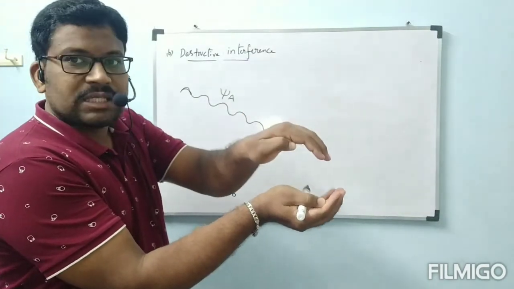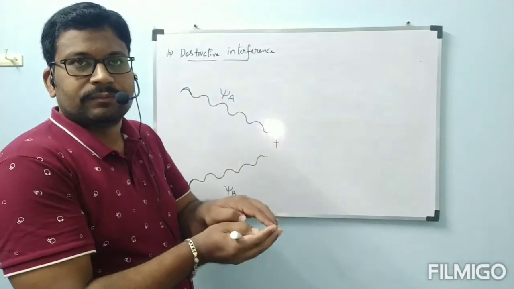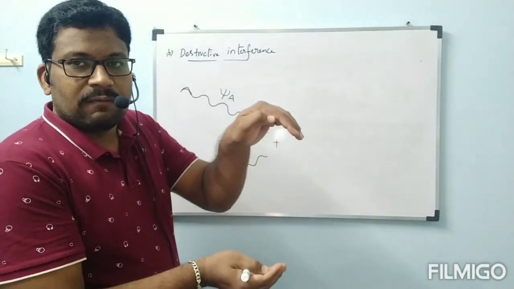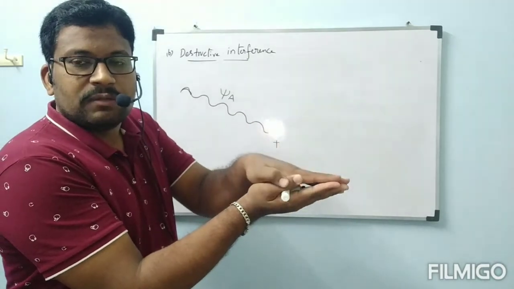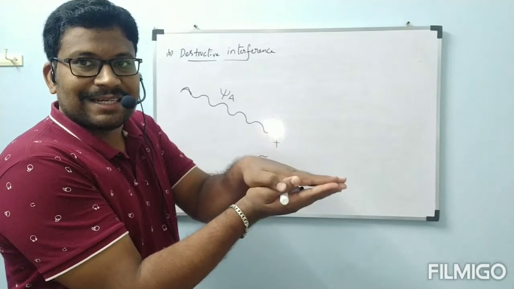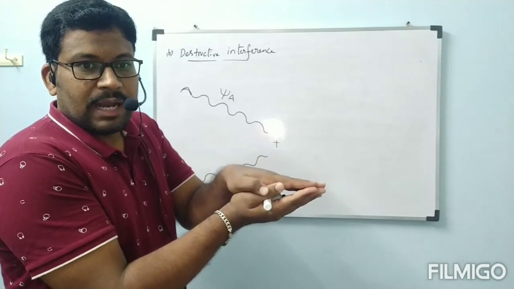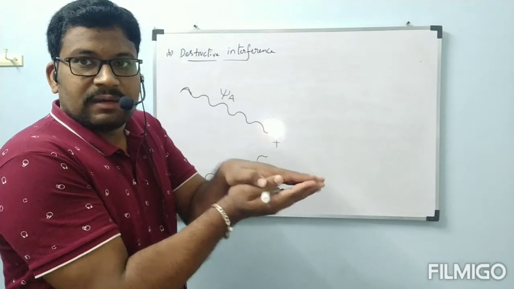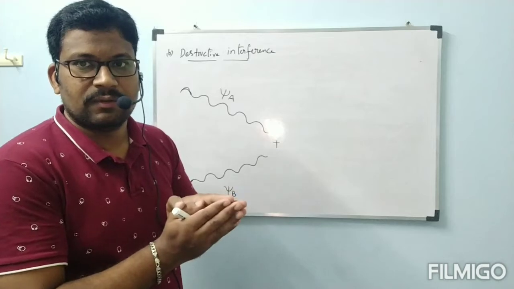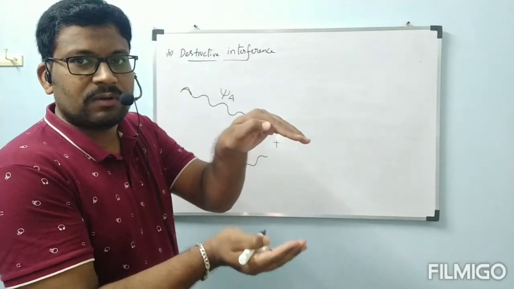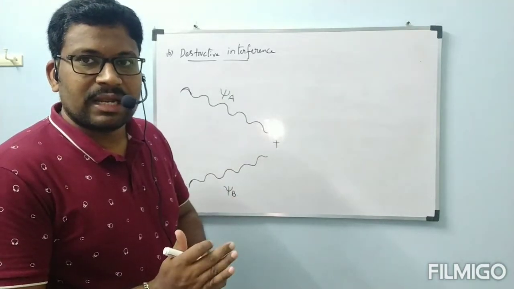At that time, this crest is going to be cancelled by the trough. Here addition will not be there, it is subtraction. The crest of one wave and the trough of another wave are going to be overlapped like this. Then both will be neutralized. The wave will be destroyed, and this interference is called destructive interference. Now, how will we show this destructive interference? When this crest and trough are overlapped like this, the resultant will not be there. That is called a null wave.